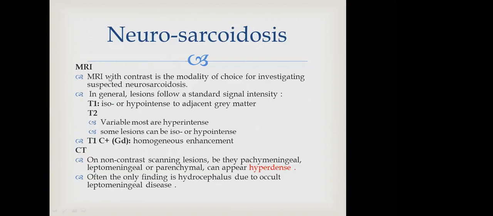On MRI, in general, the lesions on T2 are iso or hypointense adjacent to the gray matter, variable on T2, most commonly hyperintense. Some lesions can be iso or hypointense. On gadolinium, homogeneous enhancement is always seen. CT has a role in non-contrast scanning of lesions, pachymeningeal, leptomeningeal, parenchymal, which appear as hyperdense areas. Often the only finding is hydrocephalus due to occult leptomeningeal infiltration.